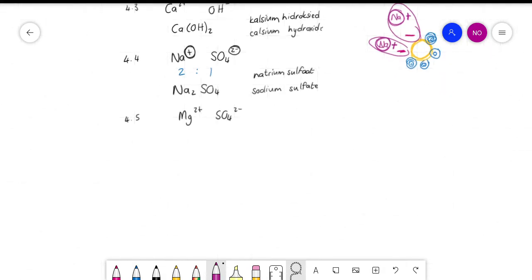Okay, well in this case, he can offer 2 already. So the magnesium ion already carries a +2 charge. The sulfate ion has a -2 charge. So they're going to bond 1 to 1.